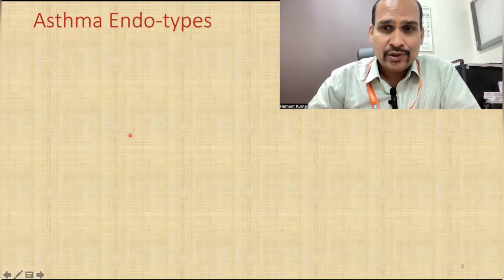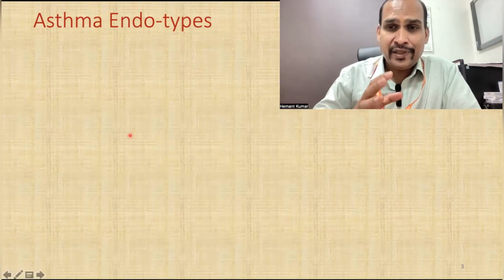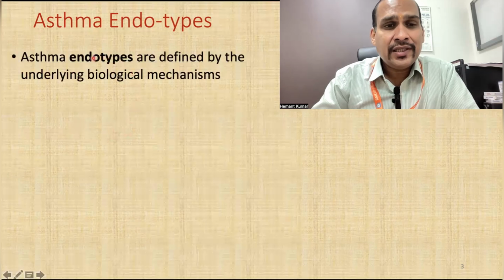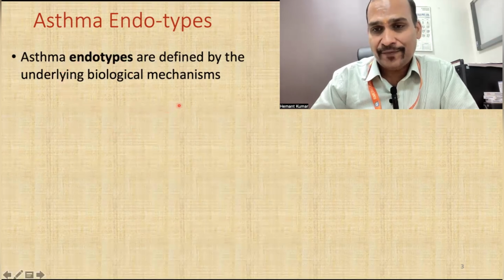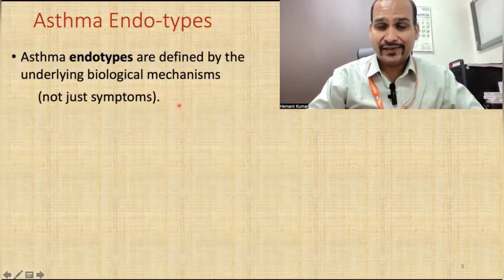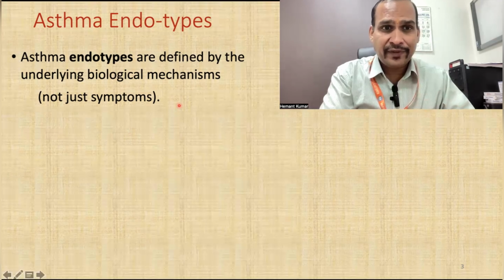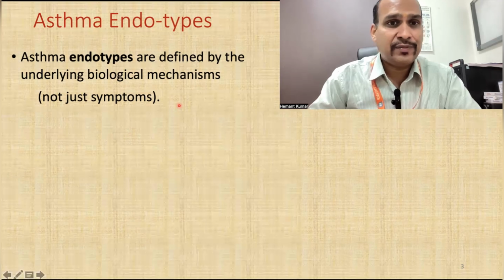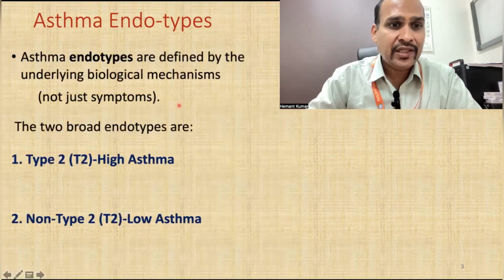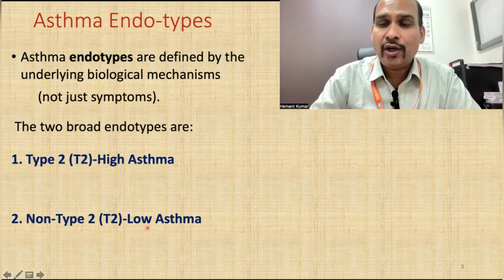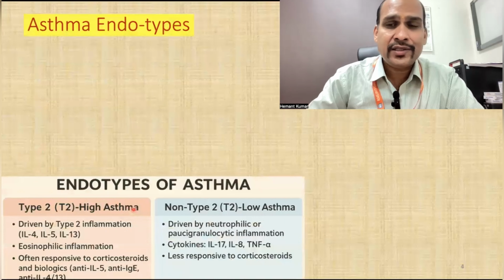So, asthma endotypes. Many times you must have heard that there are many different phenotypes of asthma, many endotypes of asthma. So we will discuss endotypes. What is an endotype? Endotype is the underlying biological mechanism of asthma: how asthma is developing, the biological inflammatory pathway. Depending on the inflammatory pathway, there are two types of asthma, two endotypes. They are type 2 inflammation, that is T2 high asthma, and non-T2 or T2 low asthma. So we'll discuss in detail these two endotypes.